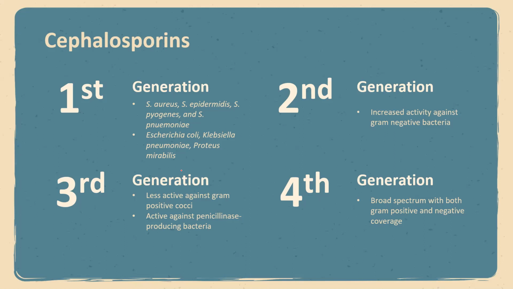Third generation cephalosporins are less active against gram-positive cocci and active against penicillinase-producing bacteria. So if the bacteria are capable of producing penicillinase, an enzyme that breaks down our beta-lactams, you might as well give cephalosporins instead of penicillin. Amoxicillin is an example.